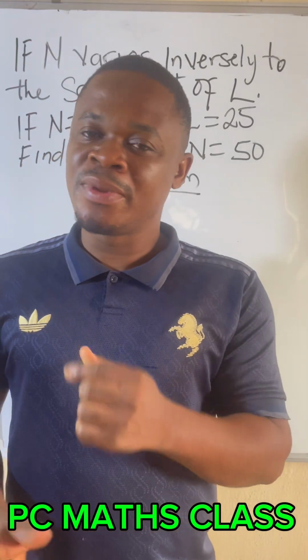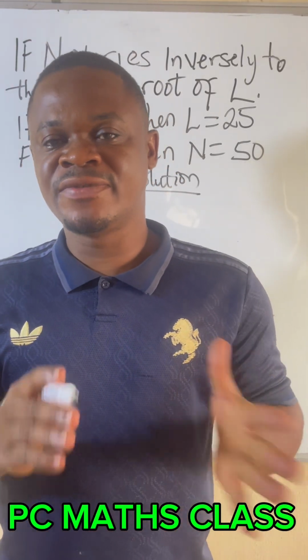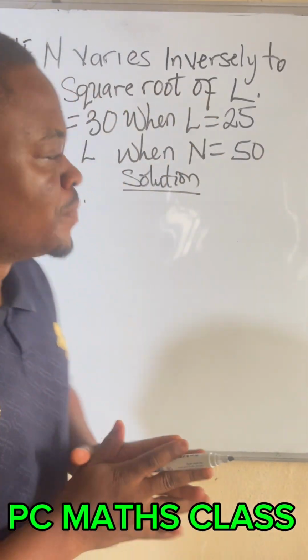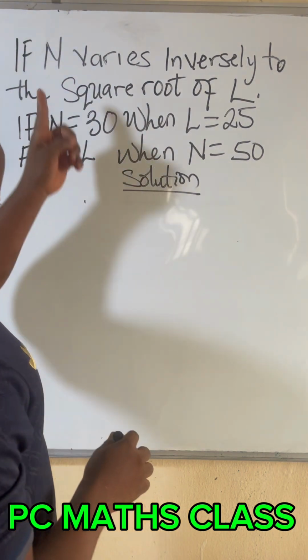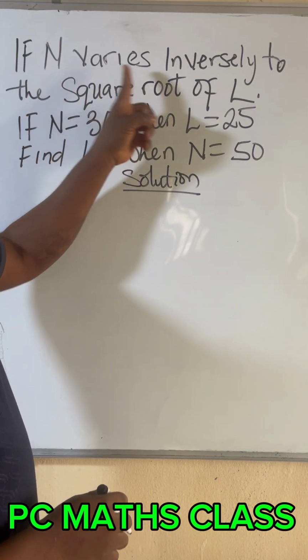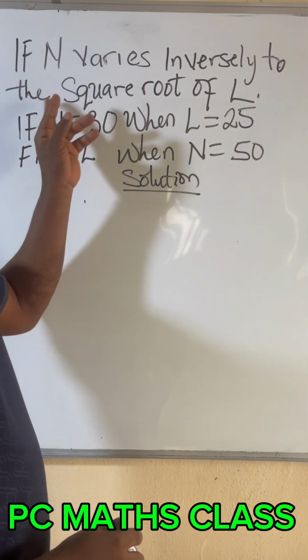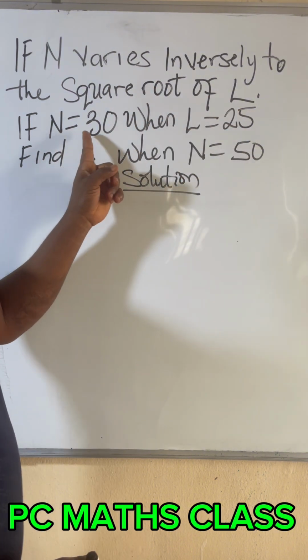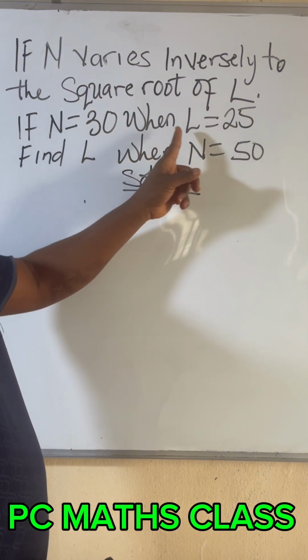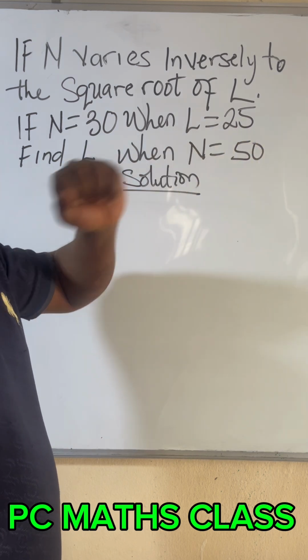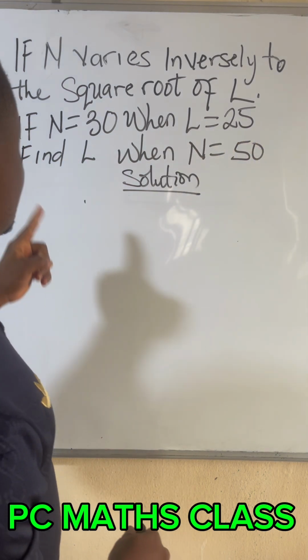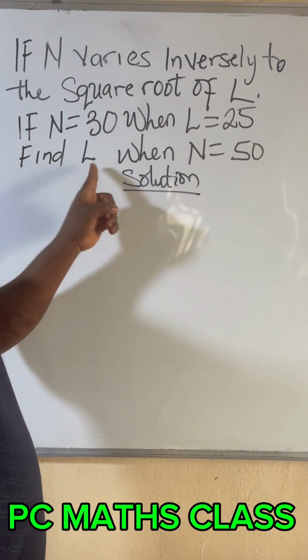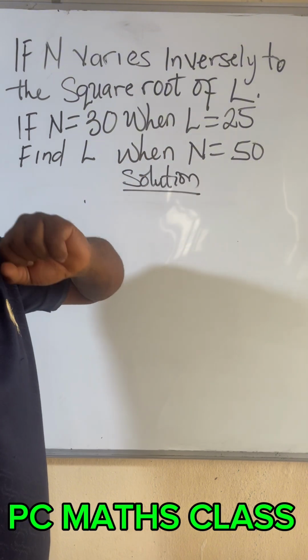Let's solve this problem real quick. This is an inverse variation question. So we have that if n varies inversely to the square root of L, and when L is equal to 30, n is equal to 25. So we are asked to find L when n is 50.